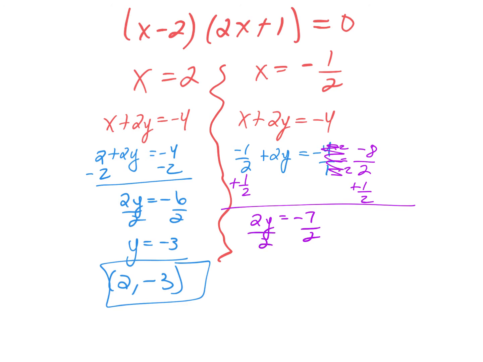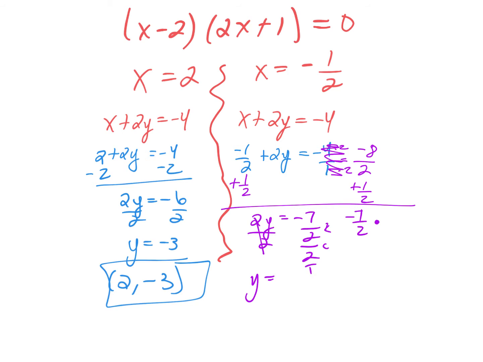Now I'm going to divide both sides by 2. So y equals, this is negative 7 over 2. If I keep, change, flip, what happens? Negative 7 over 2, I'm going to keep, I'm going to change, and I'm going to flip. It becomes what?